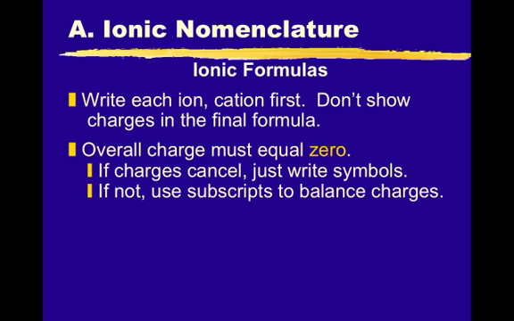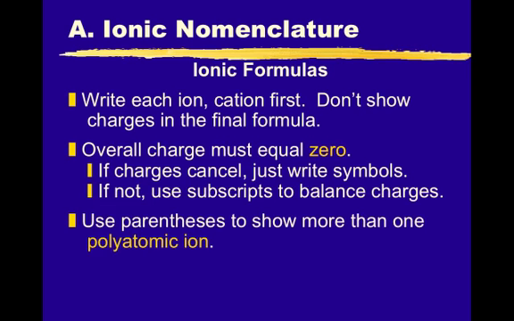If they do not cancel, we use the subscripts to balance the charges. The best way to balance the charges is just to take the charges and cross them. So take the charge of the cation, and that will be the subscript of the anion. And the charge of the anion will be the subscript of the cation. I know, it makes a little bit of sense. It's called the crisscross method, and we'll work on it in class.